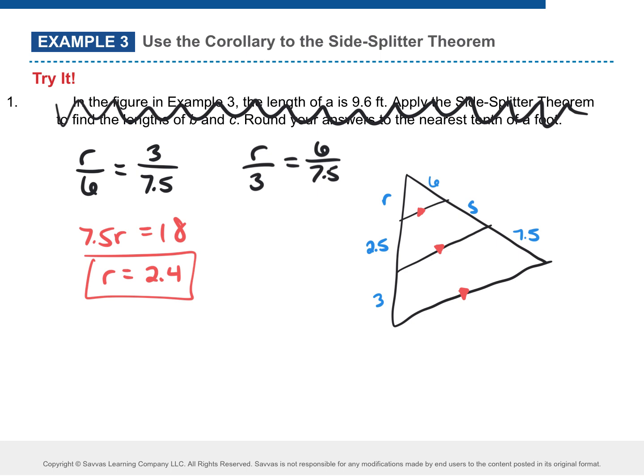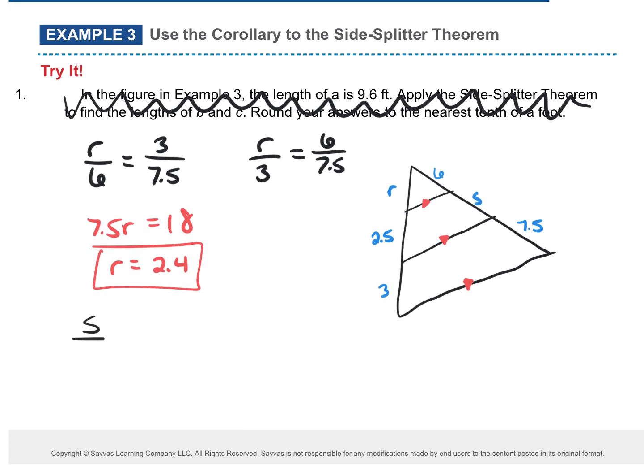Now let's do the same thing for S. What is a ratio I can set up for S? Let me fill this in. This right here is 2.4. 2.5. I heard 2.5. So we did this relationship. What else can I do? You do 3 over 7.